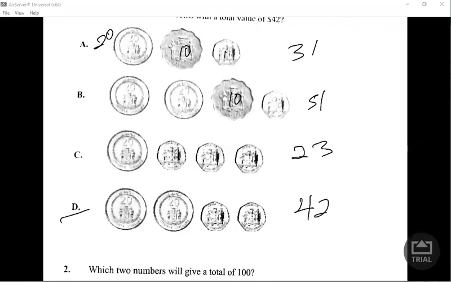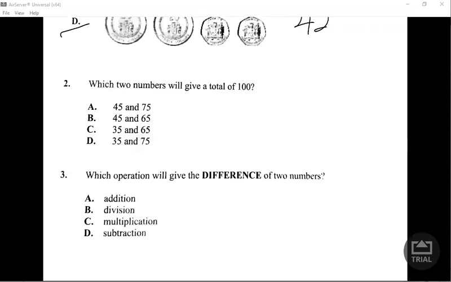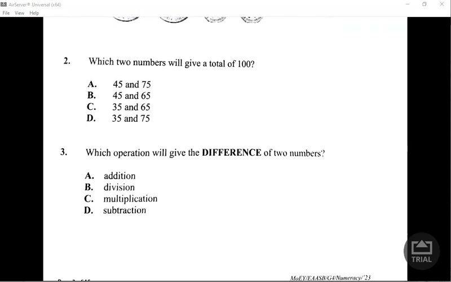Number 2 says, which two numbers will give a total of 100? Alright, so let's check. 45 plus 75, that is already about 120. 45 and 65, 40 and 60, that's 100 already, so that's 110. Next we have 35 and 65, and that would be the correct answer. Remember, it says which give you 100. So for number 2, it would be C.